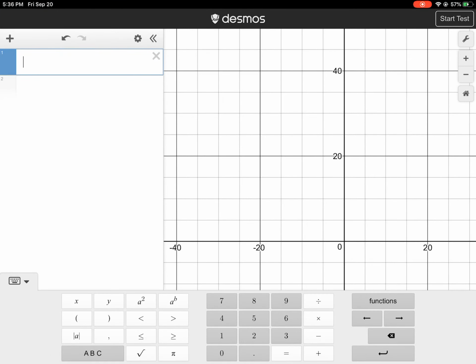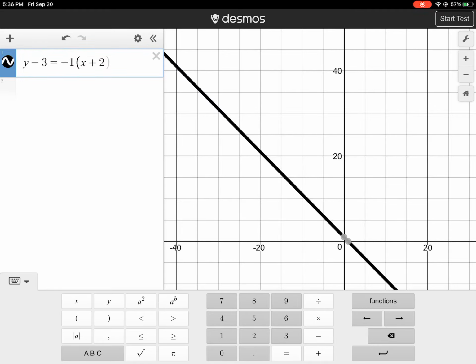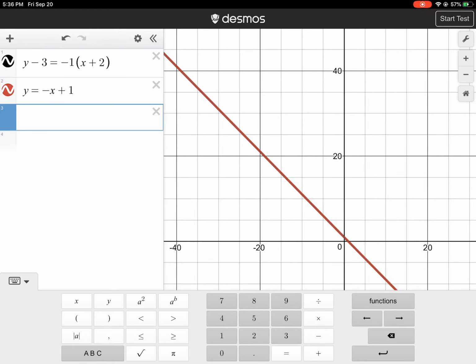So the first one we had was point slope form. So we have y minus 3 equals -1 times x plus 2. Okay, so we have a -1 as our slope, which makes sense because we have a negative line here. Then we change this into slope-intercept, and we got y equals -x plus 1. If I click back and forth between black and red, they're the same line. They're just written in different ways.